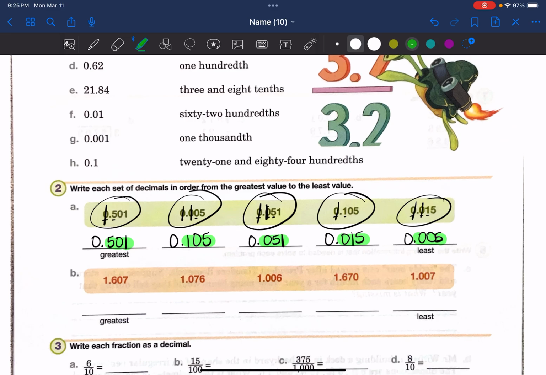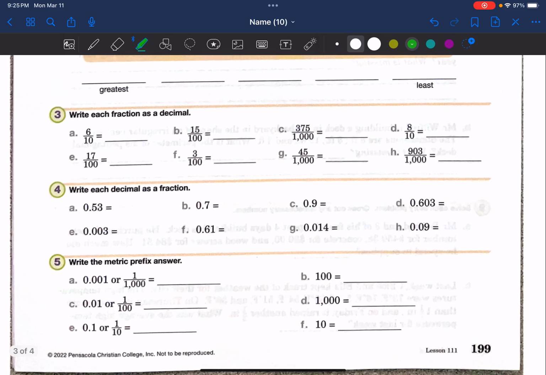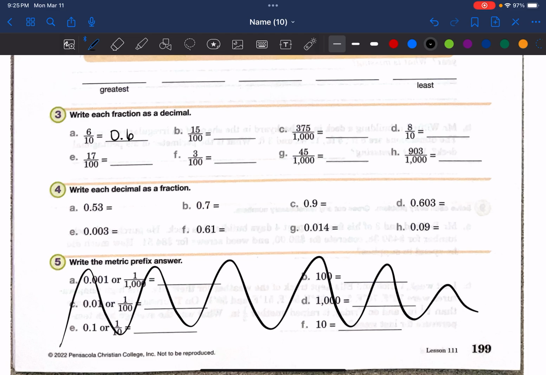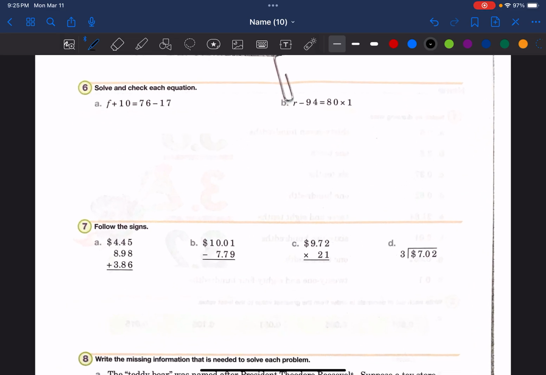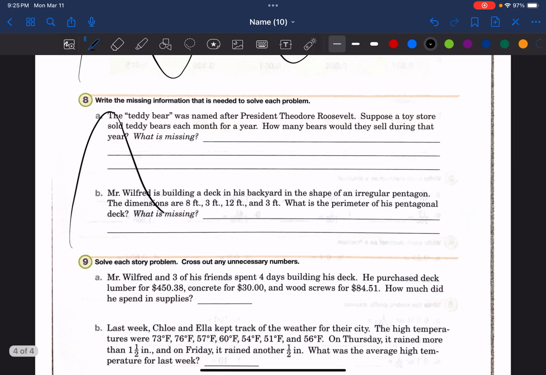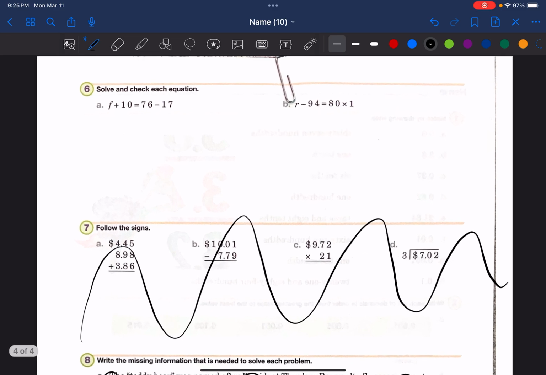All right, do the same thing for B. Okay, and then I would like you to do number 3 where you practice writing them as a decimal. So 6/10, I have 0 and 6, and it's my place value. Okay, all right, and so do 3 and 4. You do not need to do 5 today. You do not need to do any of 7. You do not need to do any of 8. You do not need to do any of 9. So that leaves you with just 6.